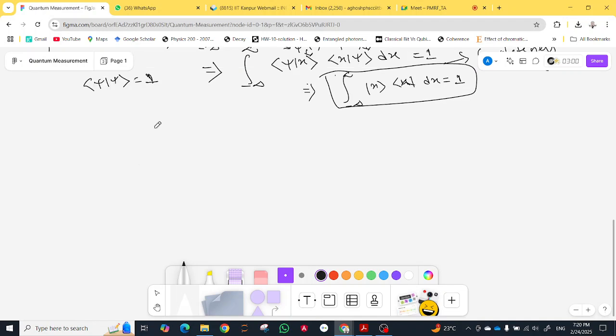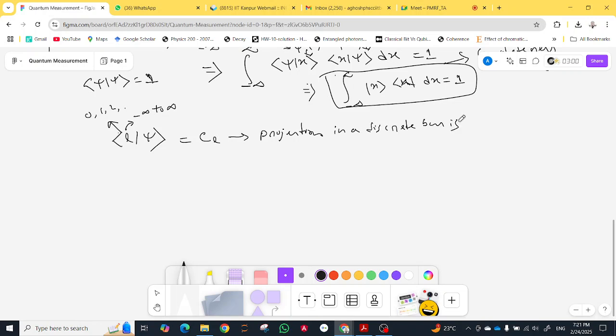Okay, just one last thing I want to say. Suppose you have this angular momentum basis. You have this L going from minus infinity to infinity. Then the projection will give the wave function in the discrete basis. Suppose this is your angular momentum state, and you take the projection of psi on this angular momentum. L is a discrete number, it can go from minus infinity to infinity, so L can be 0, 1, 2, something like this. If you take the projection of your wave function on this discrete basis, what will you get? You will get some number CL. This will give the projection in a discrete basis, and it will give you some complex number.